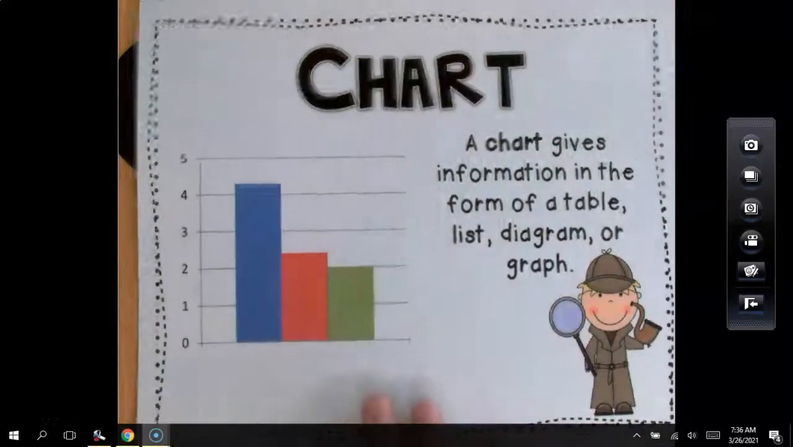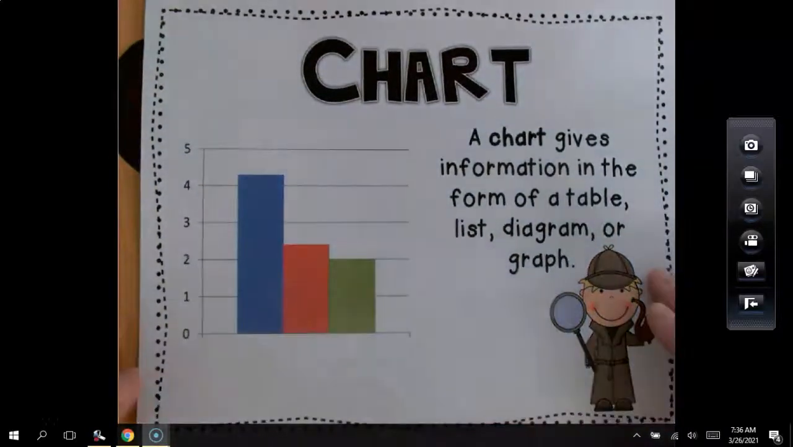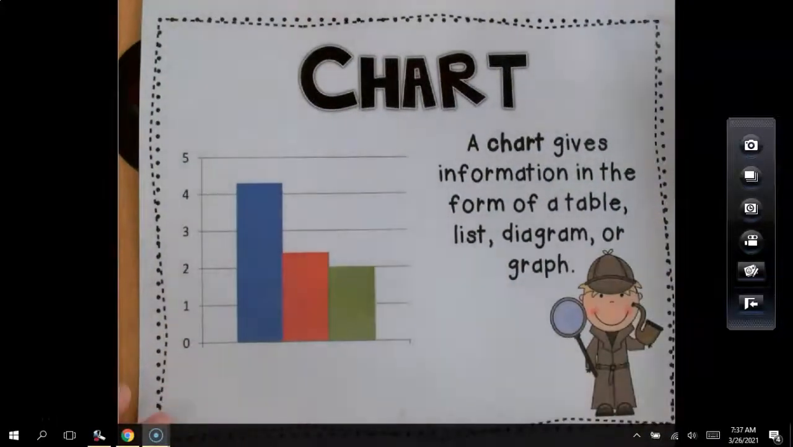And the last one I have for you today would be a chart, okay? A chart. I know you've seen this because we've talked about bar graphs in math. So it's a chart. It gives information in the form of a table or a list, a diagram, or a graph. So that would be a chart, okay?